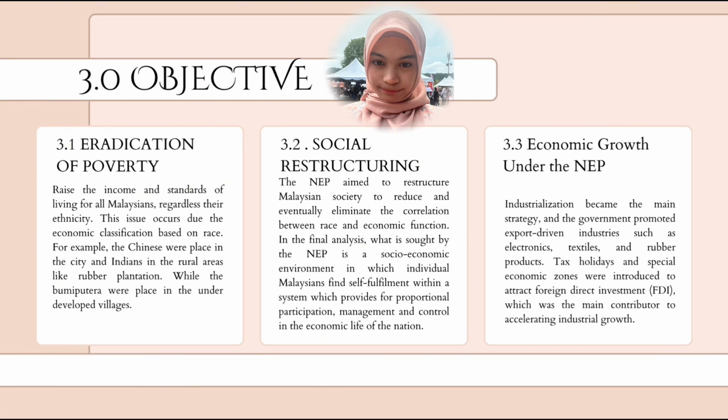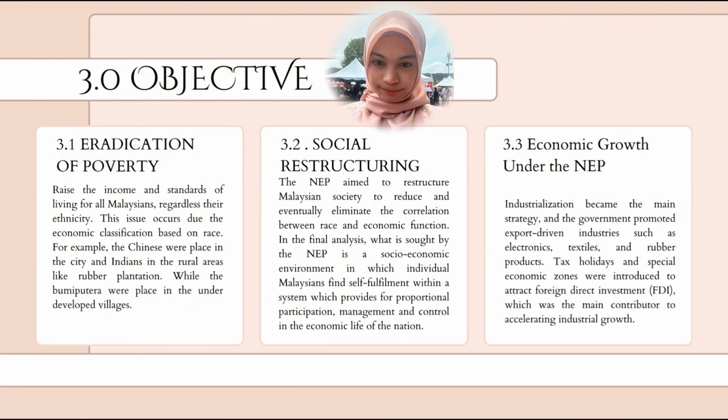Next is social restructuring. The NEP aimed to restructure Malaysian society to reduce and eventually eliminate the correlation between race and economic function. In the final analysis, what is sought by the NEP is a socio-economic environment in which individual Malaysians find self-fulfillment within a system which provides for proportional participation, management and control in the economic life of the nation.